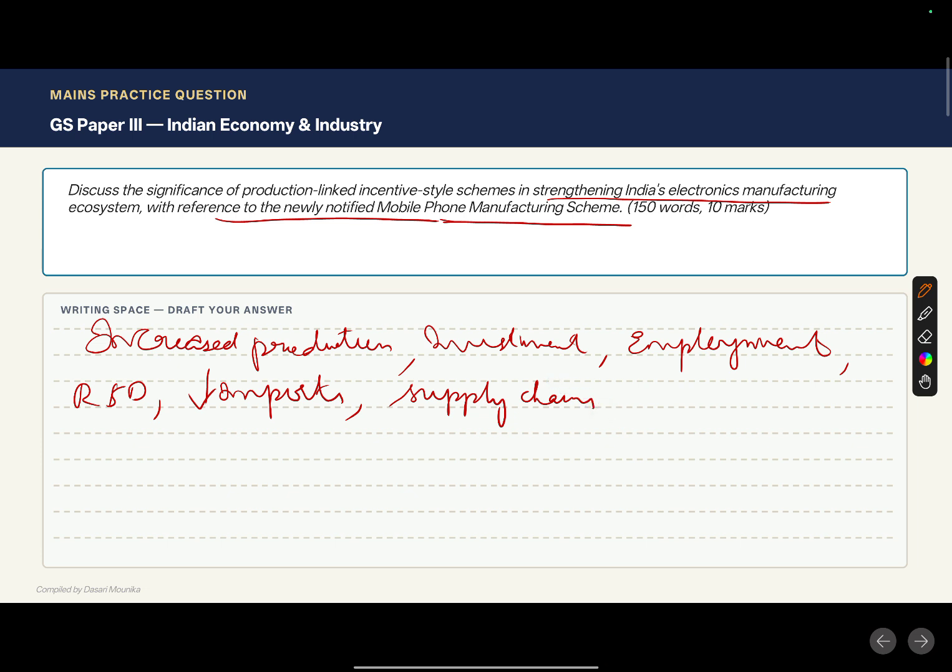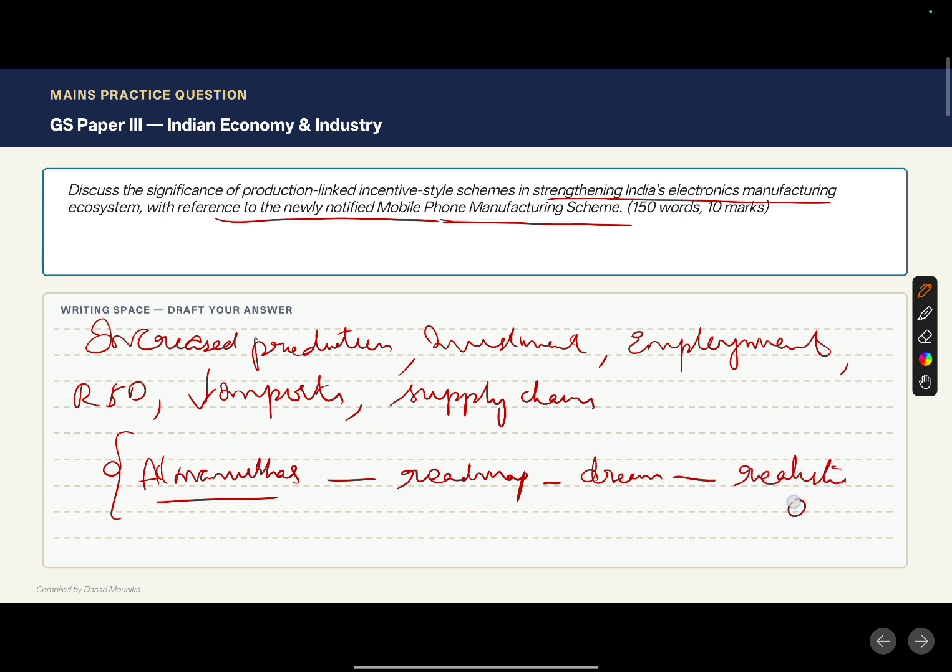Coming to the conclusion, when we are aiming for Atmanirbhar Bharat, such schemes act as a roadmap which links our present dream of building an Atmanirbhar Bharat to a realistic one. You can come up with various other examples also. For increased production, for example, you can quote any scheme which has achieved massive increased production, and you can talk about the investment and the employment.